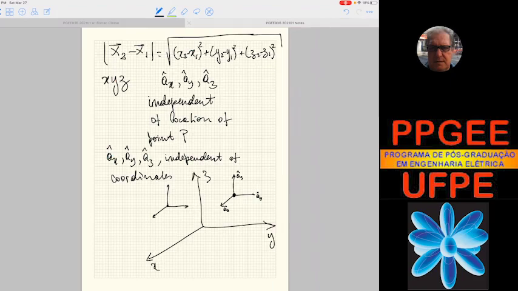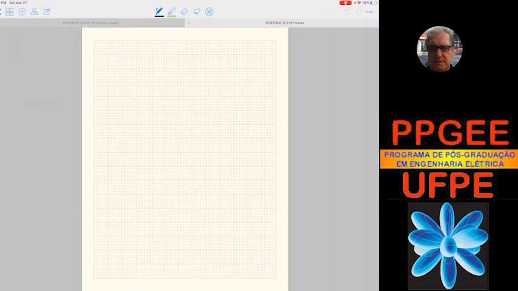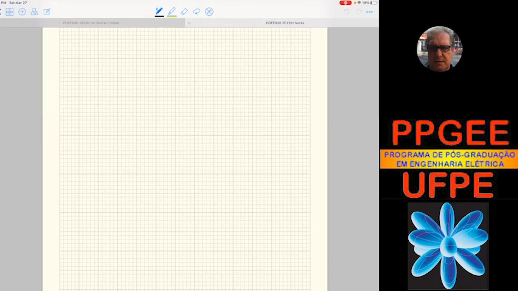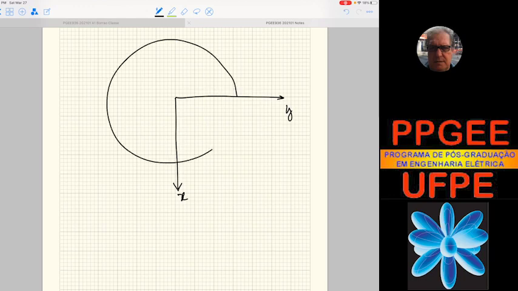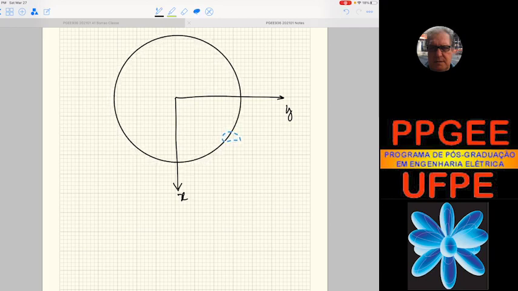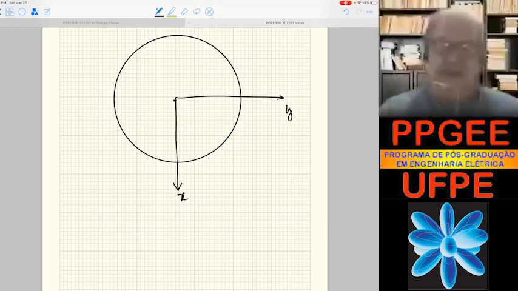So if you look from the top, let's make reference to our traditional XYZ system. Looking from the top, X, Y, try to make a cylinder here, like that. Looking from the top, the locus of points that are at the same distance from the z-axis, which is this dot in the center here, is a cylindrical surface.